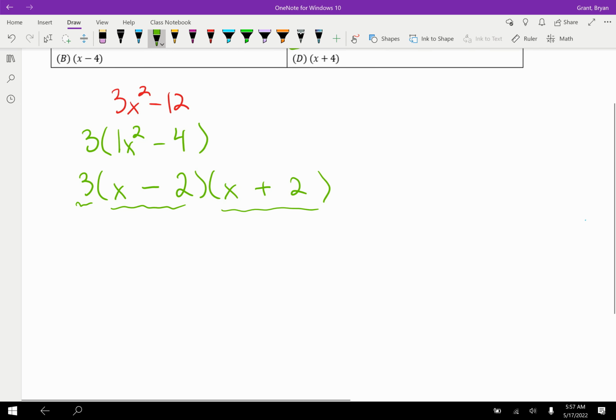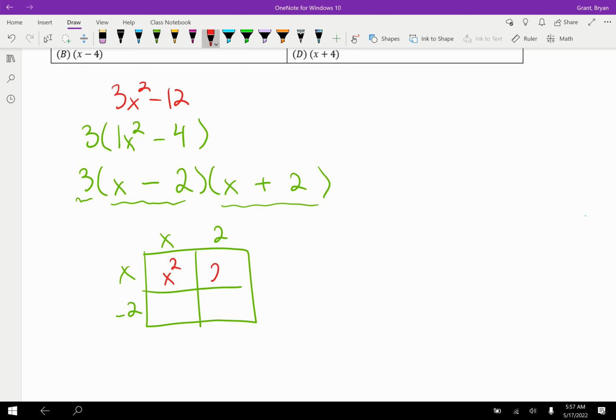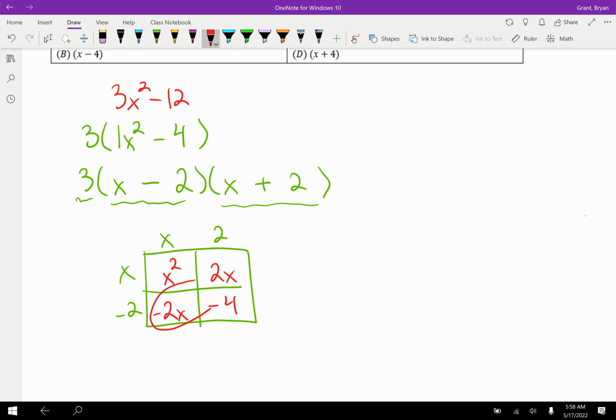Now, to quickly prove to yourself why this is a factor, look what happens if I do x minus 2 and x plus 2. We get x squared, positive 2x, negative 2x, that's key, and negative 4. When you multiply two binomials, one positive, one negative, this is called conjugate pairs. These two in the middle will always cancel out and leave you with the x squared minus 4.